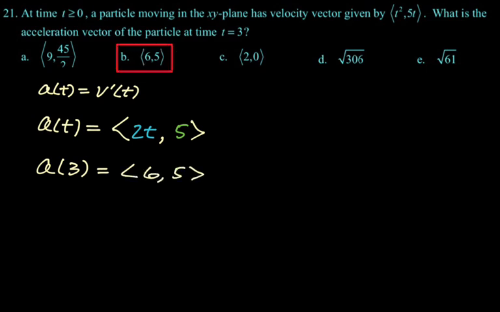Notice D and E, I don't know what D is. E, I think, is probably the magnitude of this acceleration vector. D, I have no idea how they would get. No clue. C is if you mistakenly thought you were given the position vector, which I could easily imagine mistaking. So make sure you carefully read the problem. All right, let's take a look at another problem.